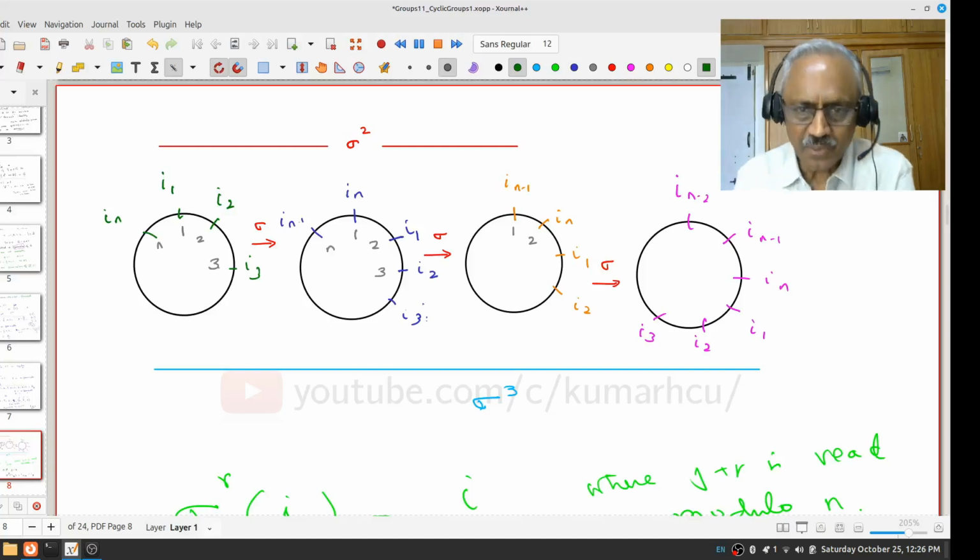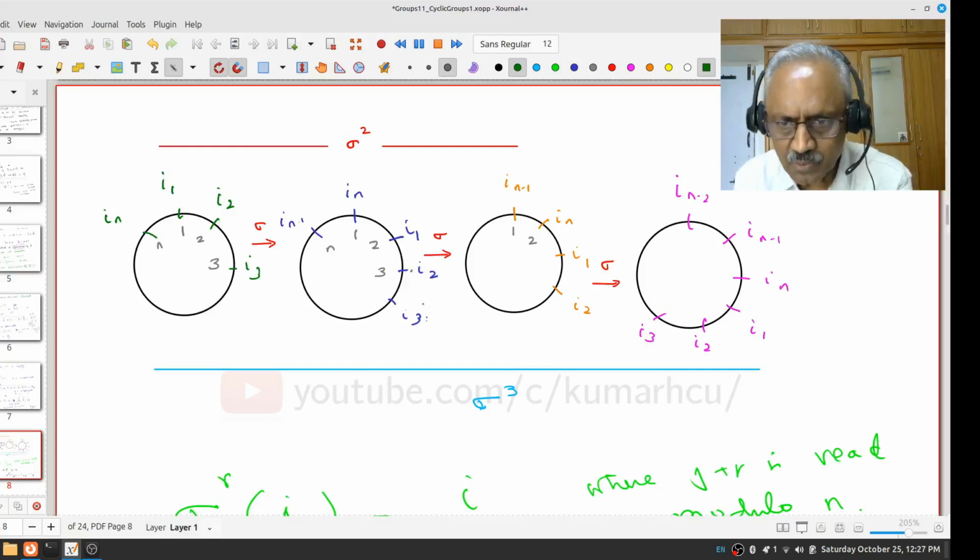Now let us look at these positions 1, 2, 3, up to position n. In position 1, i1 is there. In position 2, i2 is there. In position 3, i3 is there. In position n, in is there. Now when I apply sigma, what happens? i1 goes to i2, that means i1 goes to position 2, and i2 goes to position 3, and so on. Do you follow that? And in comes to position 1. That's a cycle, right?